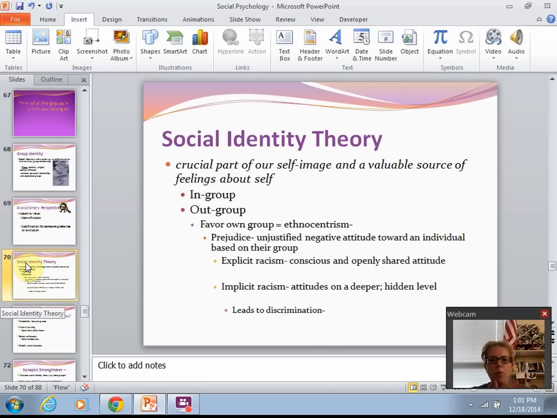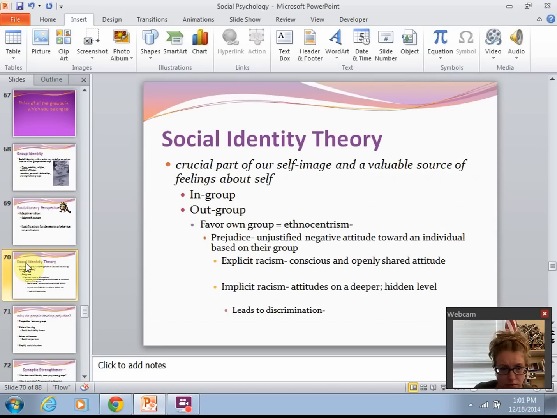So, why do we care about all this? Why do we care about this social identity theory that basically says when we classify ourselves in in-groups and out-groups, it can lead to prejudice, which then can lead to discrimination? Why does all this matter? Another question to ponder here.